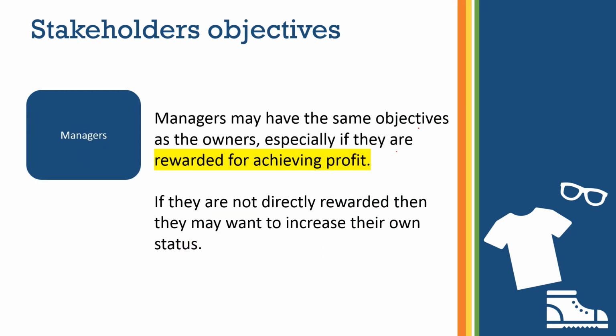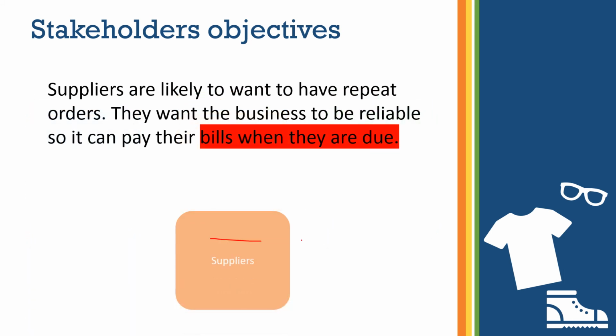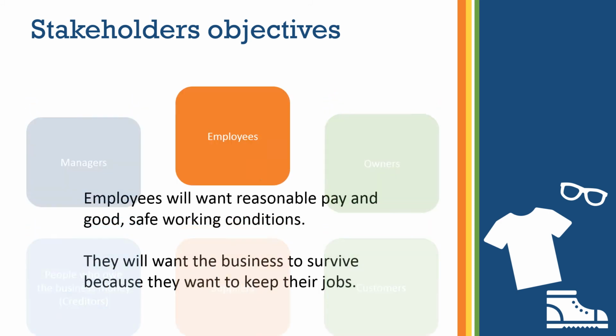Managers might have the same objective as owners, especially if they are rewarded for achieving profit. If they are not directly rewarded, then they might want to increase their own status. Suppliers. Suppliers are likely to want to have repeat orders. They want the business to be reliable so they can pay their own bills. So that would be their objective.